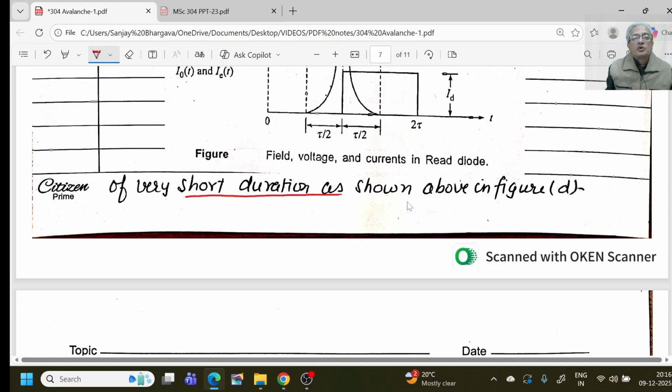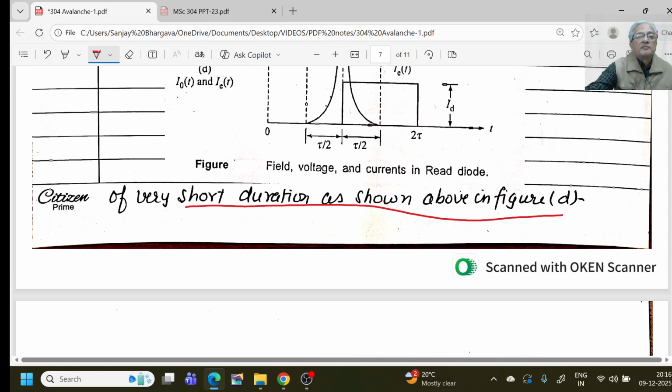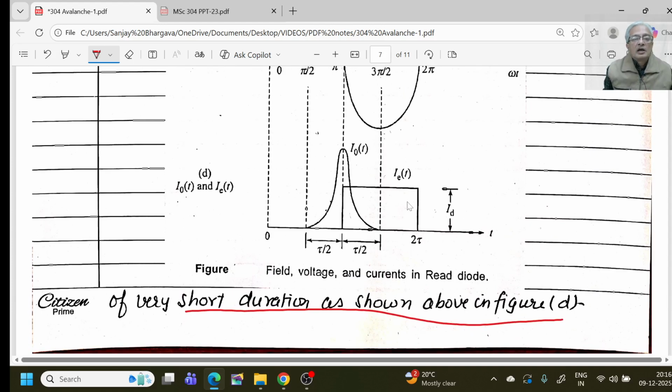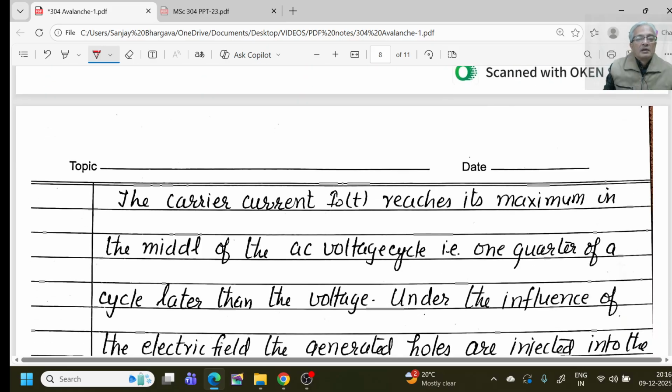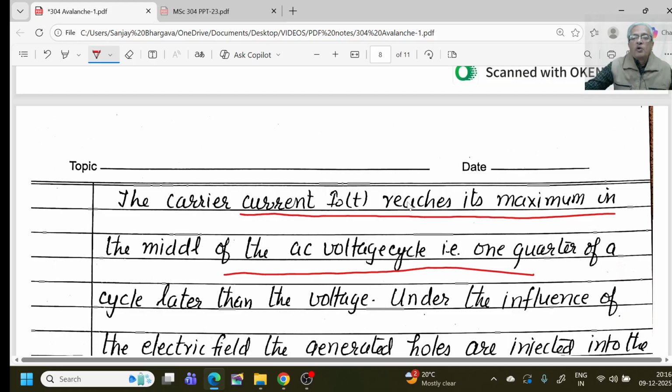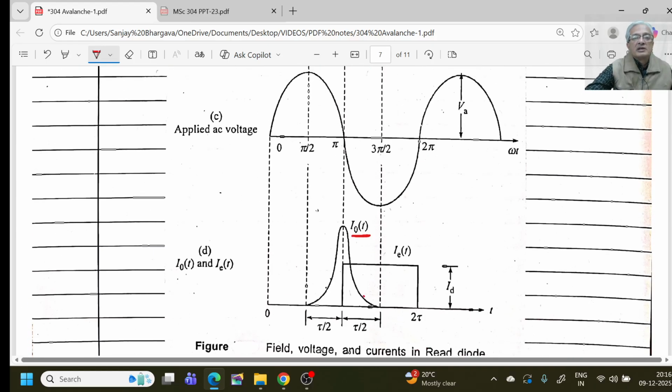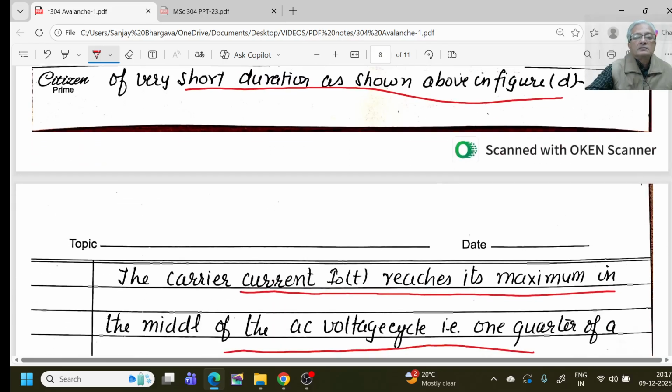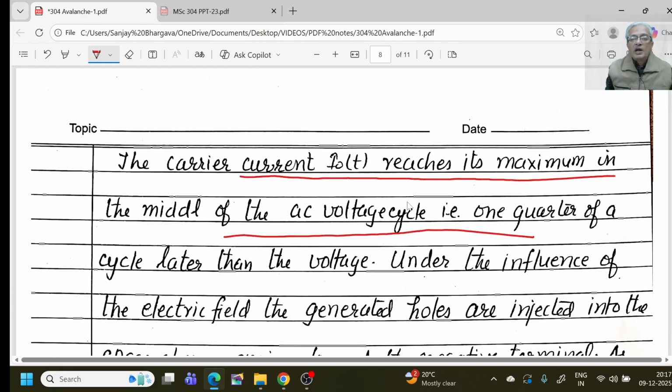Pulse of very short duration as shown in the above figure D. Just look at this. It is a pulse of very short duration. Right? This is I0t. That is what we are talking about. The carrier current I0t reaches its maximum in the middle of the AC voltage cycle. That is 1/4 of cycle later than the voltage. In the middle of the cycle here. Right?